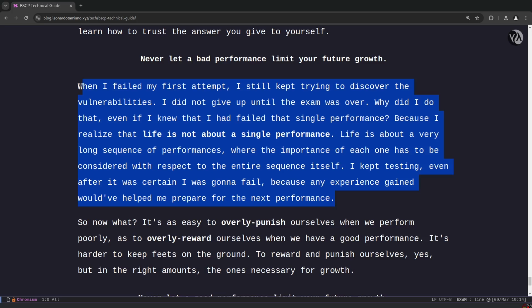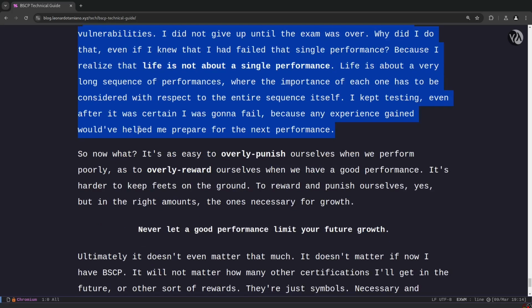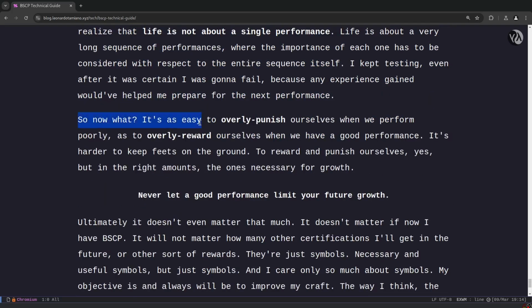So that's the idea. In this way, if you approach performances like this, you're always going to be able to get something out of them. So essentially the next performance of course went better. So now what? Okay, you got a certification, but the idea is that, look, it's as easy to overly punish ourselves when we perform poorly, as in, I failed, then I'm a failure, then I'm not good enough, then I was not prepared enough.